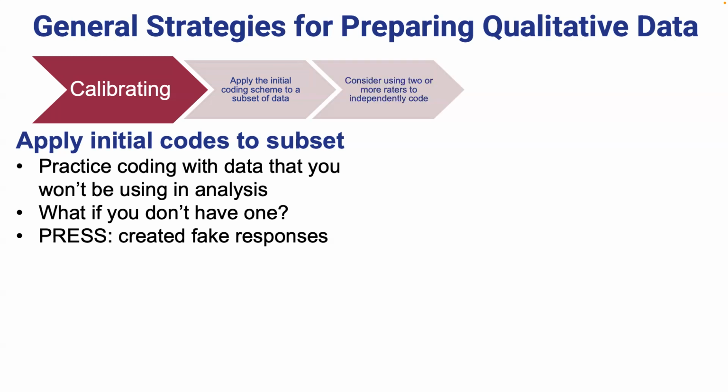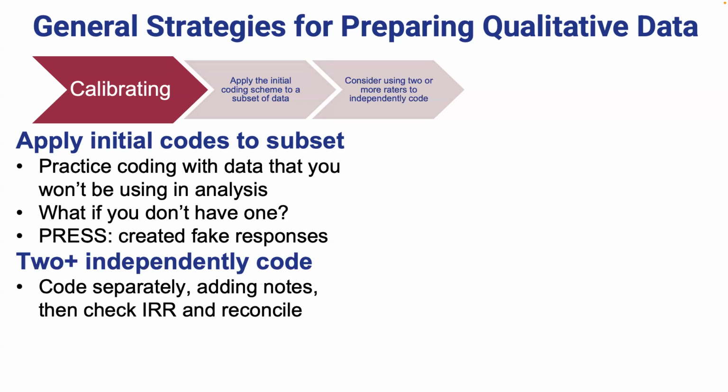So step 2 is to consider using two or more raters to independently code. This is the standard. You code separately, add the notes, and then check the inter-rater reliability and reconcile. I'm not going to talk about inter-rater reliability. There's tons of ways to do it. I will save that for Jessica. She gets the fun conversation. But reconciling to 100% is the key.